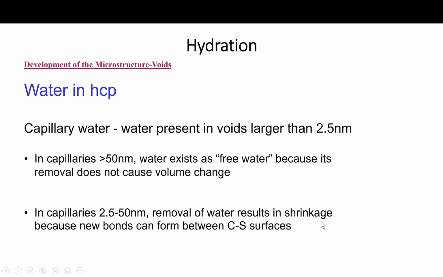The capillary water is present in voids larger than 2.5 nanometers. In capillaries larger than 50 nanometers, water exists as free water because its removal does not cause volume changes. Remember this. In capillaries of 2.5 to 50 nanometers, removal of water results in shrinkage because new bonds can form between the calcium and silica surfaces, these layers.